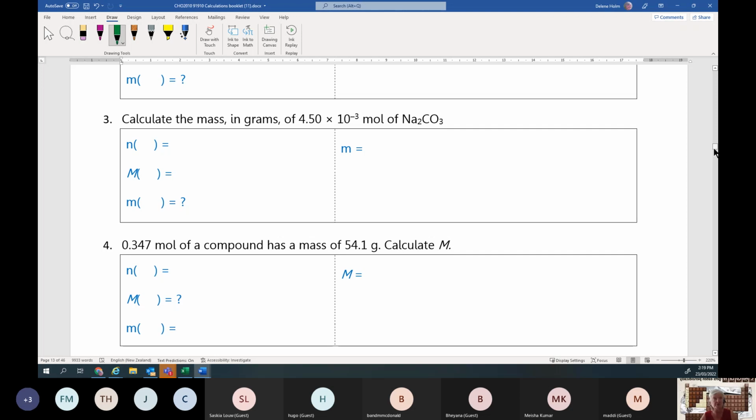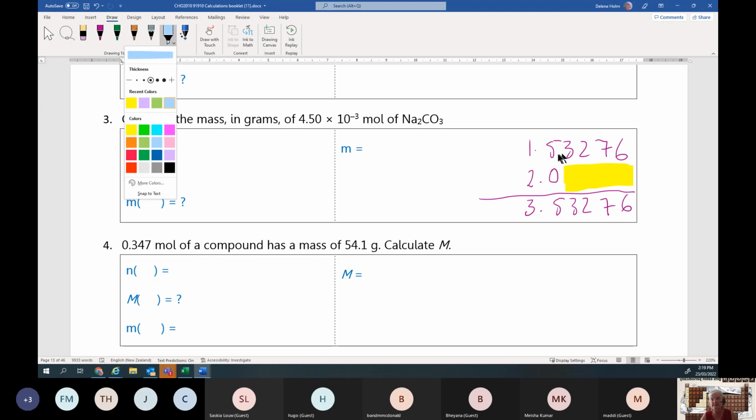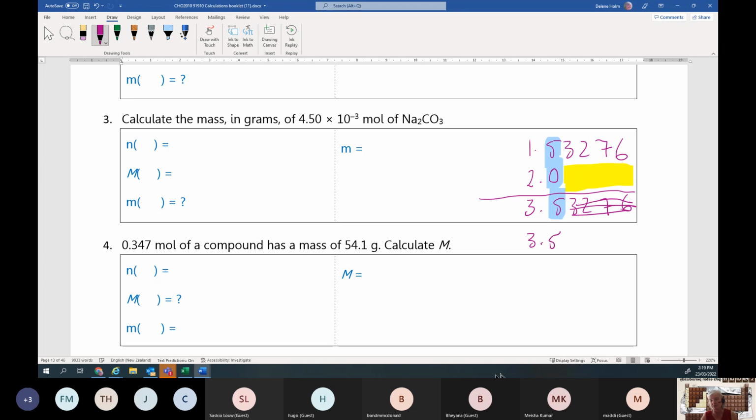So for example, if I just sort of scribble on here, if I was adding 1.53276 and then I was adding 2.0, okay, I can't say that my answer is 3.53276 because I don't know what those figures could have been if I had measured those more accurately. So if you're adding, you just go by the least decimal place, okay? So I would not use those. My answer I would quote as 3.5 if I was adding.